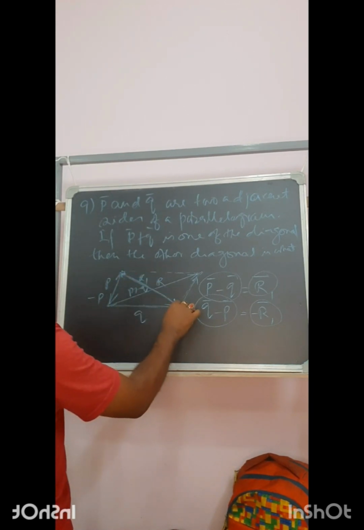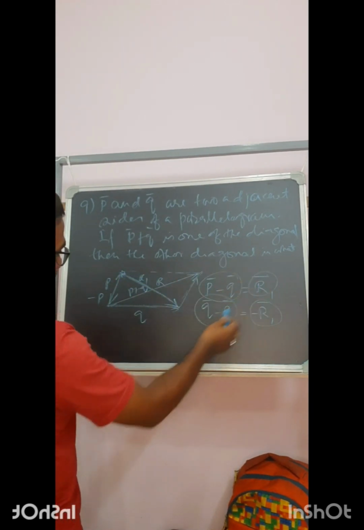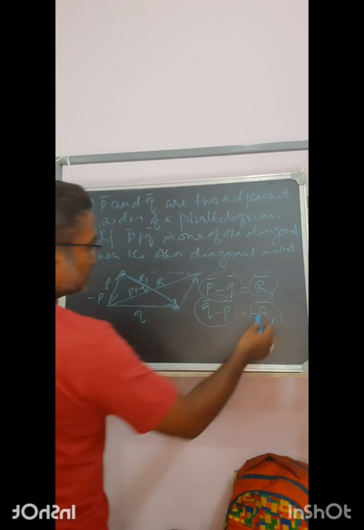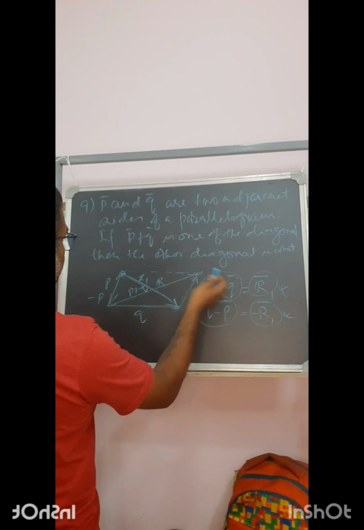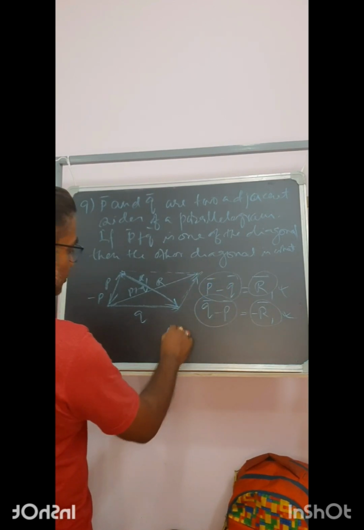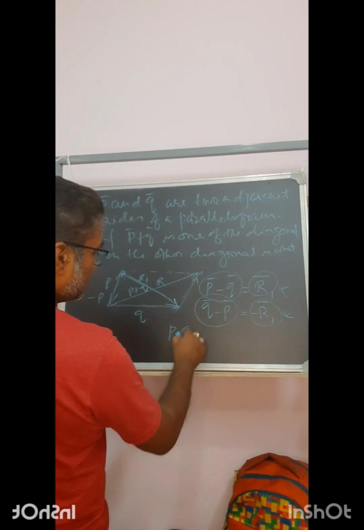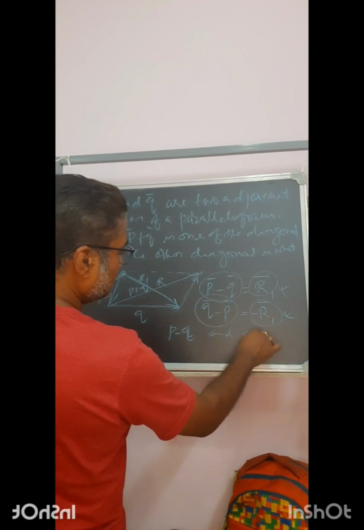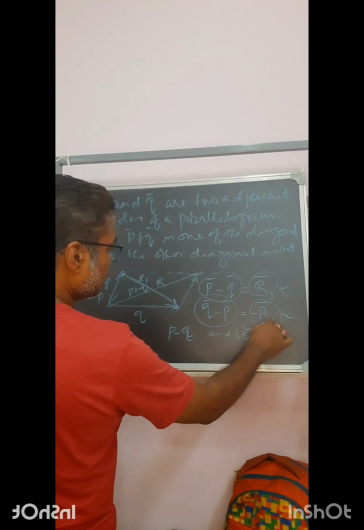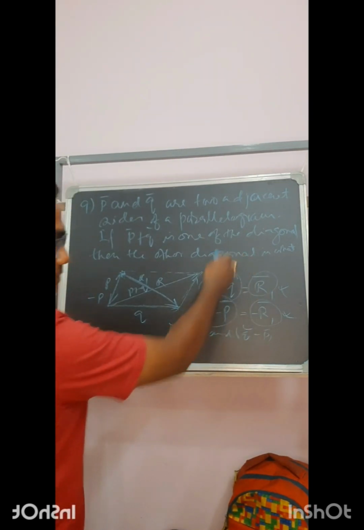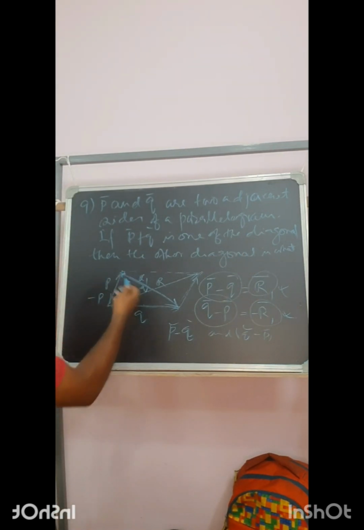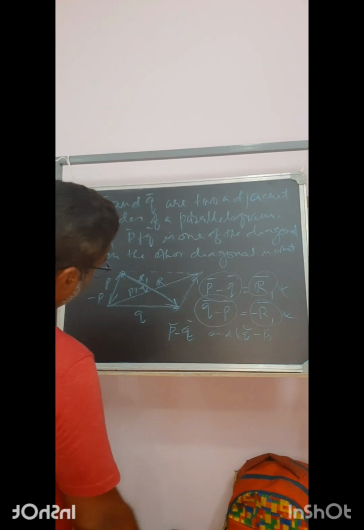So unless and until it is said that the resultant is this way, both resultants are correct. So in any case, if the options given are P minus Q and Q minus P, both answers are correct. Because I never know what the direction of P and Q is. If the direction of P and Q is known, then definitely I can say what the answer is.